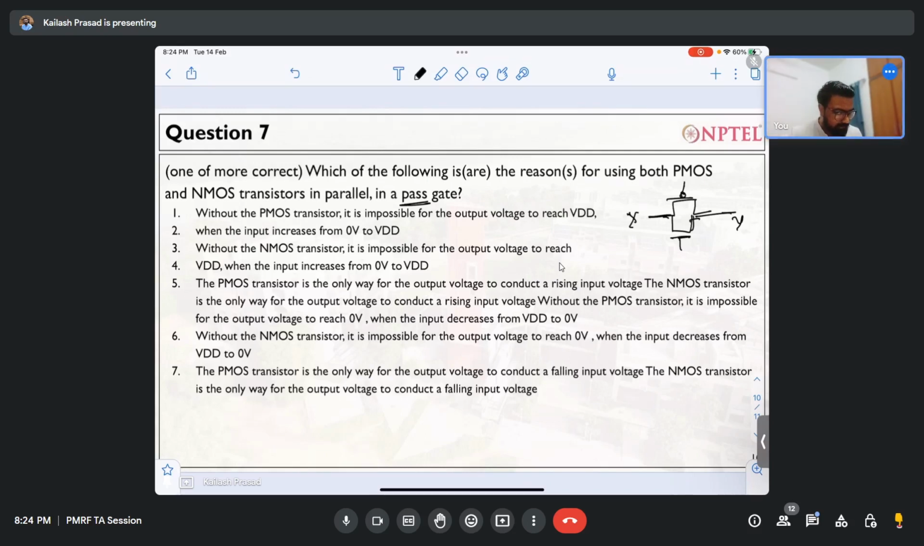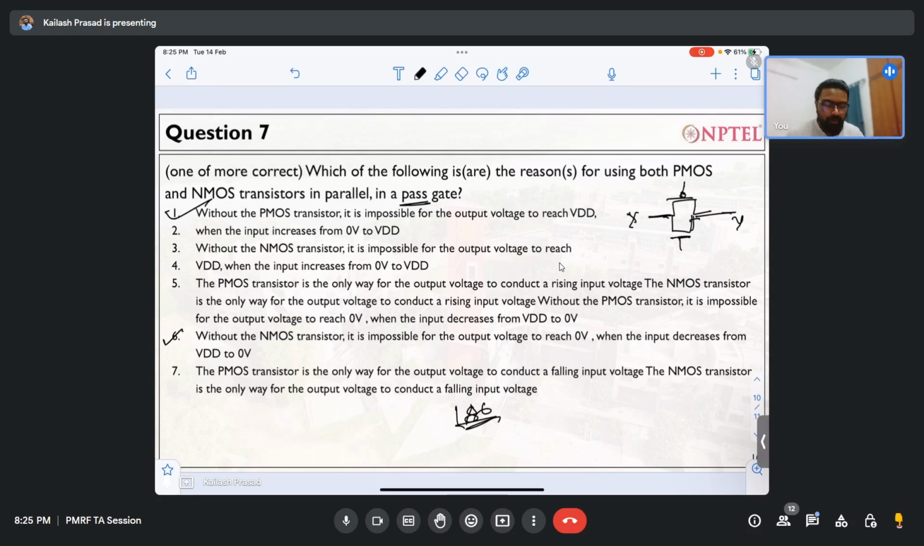So what will be the answer among these? The first statement is: without PMOS transistor, it is impossible for the output voltage to reach VDD. That's the correct statement. If you want to pass VDD, you need PMOS. And the same goes for the sixth one: without NMOS transistor, it is impossible for the output voltage to reach zero. So 1 and 6 are the answers for this particular question.